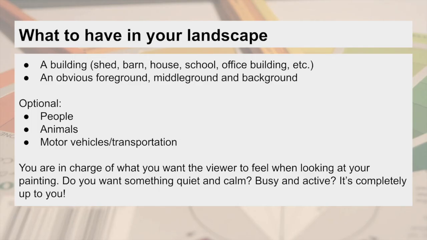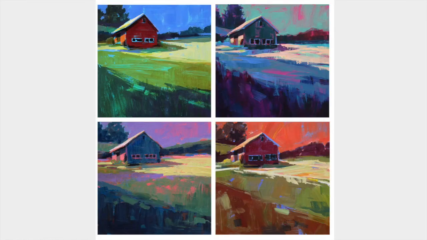All right, so what to have in your landscape? You must have a building or more. There also needs to be an obvious foreground, middle ground, and background. So going back to the previous composition, you're going to see that the foreground is actually the darker space, the darker triangle in the bottom left-hand side of the composition. That is the foreground. The building, the barn, is in the middle ground. And then the background is where your horizon line is. That's the trees in the background.